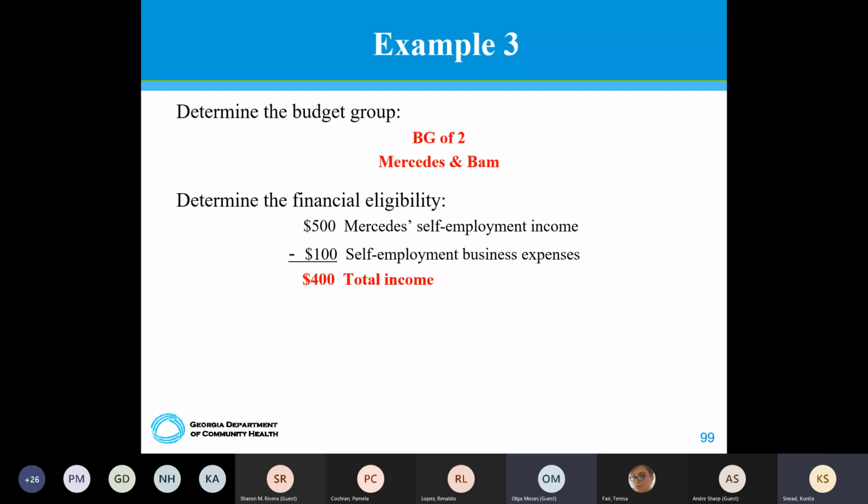Okay, so she's applying for herself and Bam. So let's look at the income chart for a budget group of 2. Are they going to be eligible? And if so, what aid category are they eligible for? Parent caretaker with children. Thank you so much. That is correct. They're going to be eligible for parent caretaker with children. Both of them are going to be eligible for that same aid category. You're not going to put the parent in parent caretaker and then put the child in children under 19. They both go into the parent caretaker with children aid category.